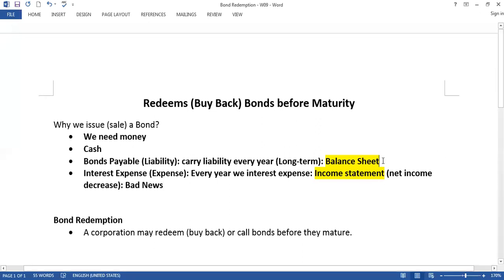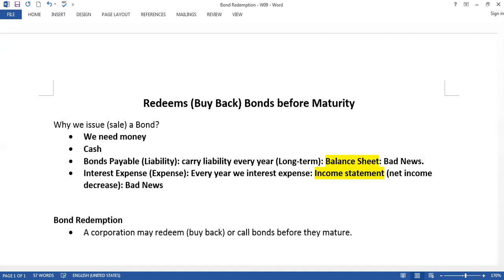Then in your balance sheet, you are showing a liability, right? In the balance sheet, we have three components: asset, liabilities, and equity. So is liability good news or bad news for the company? Bad news, right? Liability is bad news. Good.